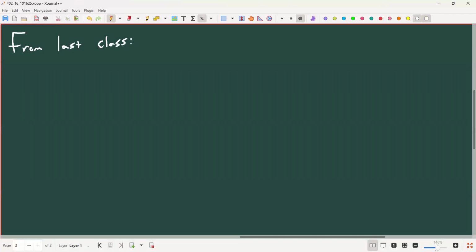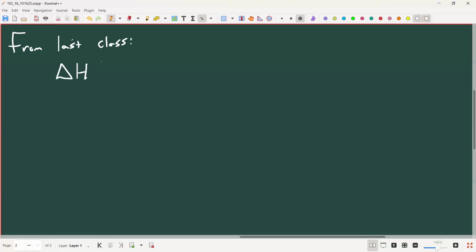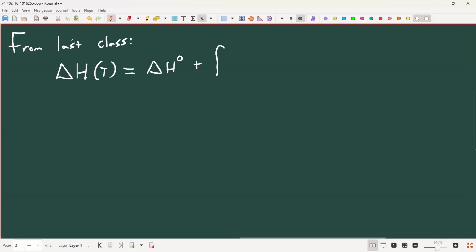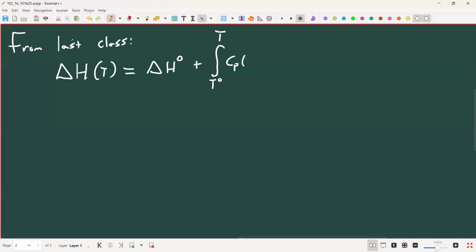So from last class, it's actually the last 2 classes, but last class we worked it out and did some problems. We saw that the enthalpy of something at some temperature is equal to a standard enthalpy at standard conditions, whatever we choose to be standard conditions, plus the integral from the standard temperature T naught to our final temperature T of the heat capacity, which is a function of temperature, dT.